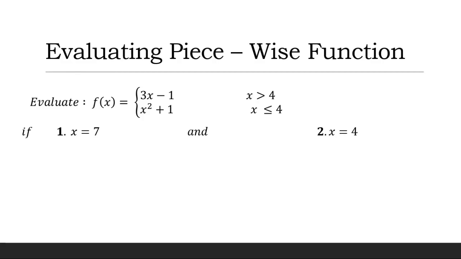For our next evaluation, you need to be a little more observant because, unlike the first functions I showed, it follows a bit more complicated process. So that's evaluation of piecewise function. Let's say for example, f of x is equal to 3x minus 1 if x is greater than 4, and x squared plus 1 if x is less than or equal to 4. Now, find a, f of 7, and b, f of 4.